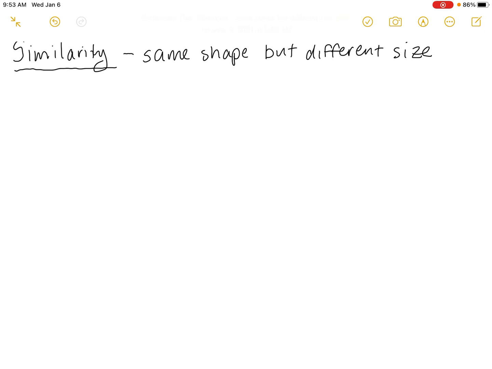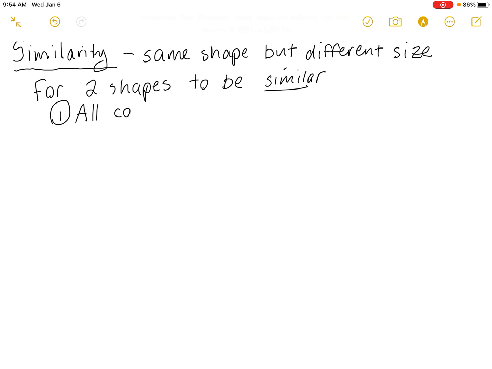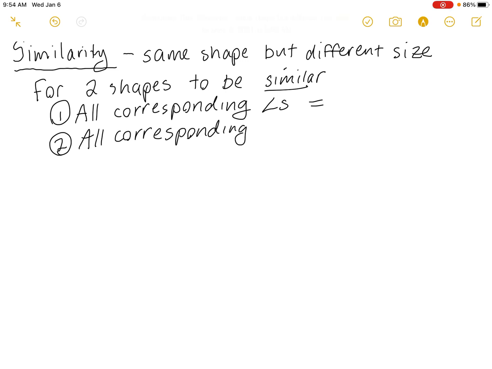Mathematically, what does it mean if two shapes are similar? For two shapes to be similar, they have to meet two conditions. One, all corresponding angles must be equal. And two, all corresponding sides. Well, they're not going to be equal because we just said that they're a different size, right? So if they're different sizes, the sides are not going to be the same, but they are proportional to one another. And we'll look at what that looks like right now.